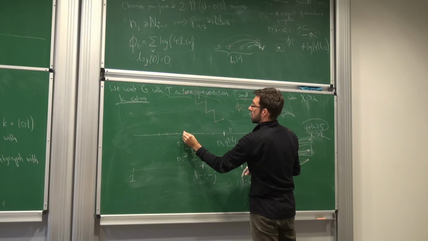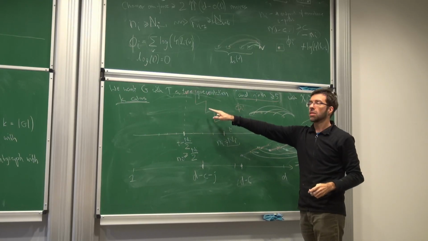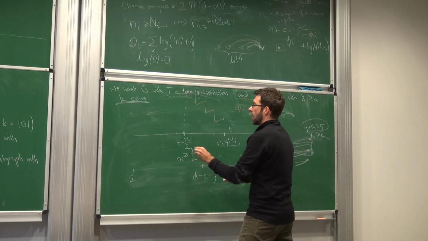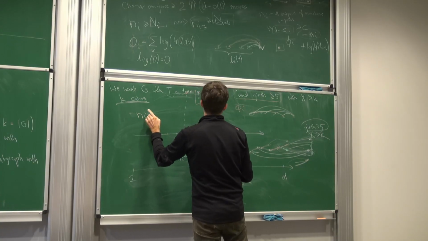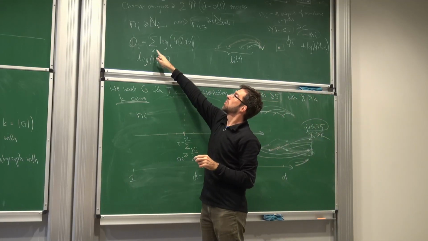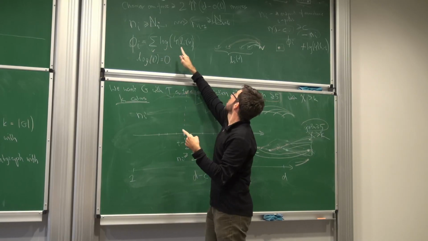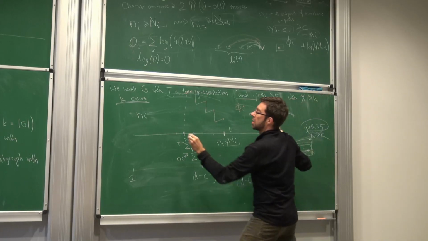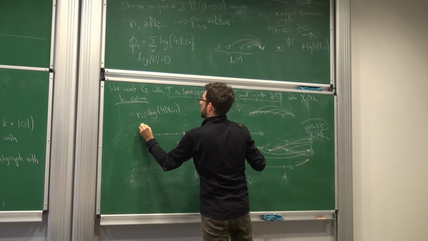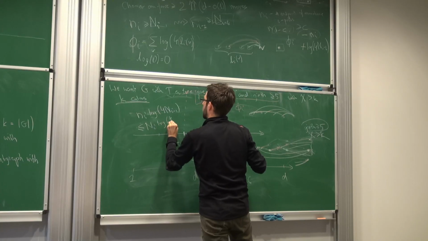But here, we actually have an upper bound on the value of this function. The upper bound is n_i times this, because we have that many summands, and each of those summands is at most this, which is at most capital N_i times logarithm.